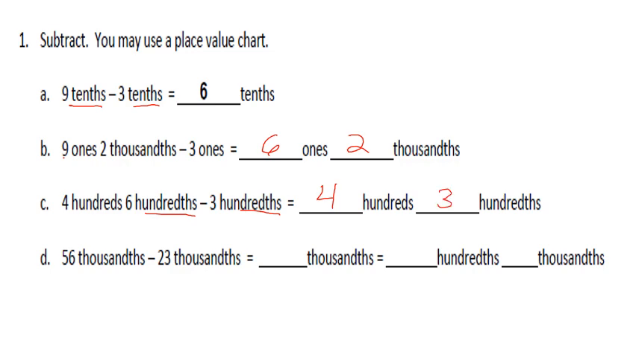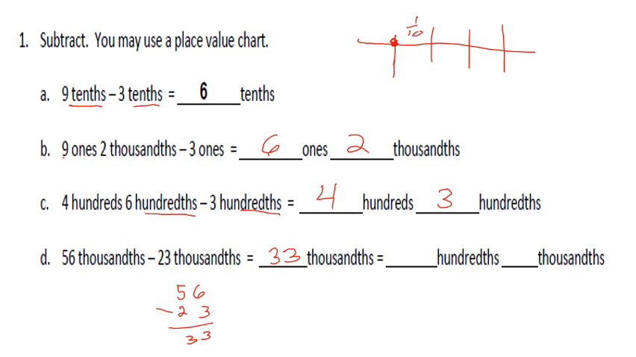On D, we have 56,000 minus 23,000. Well, if we look at this, I have 56,000 minus 23,000, and we're going to end up with 33,000. Now, if I wanted to write that as a decimal, if I had a place value chart, and right now we're saying 33,000. This is our tenths, this is our hundredths, this is our thousandths. Now 33 thousandths means the 3 is in a thousandths position.